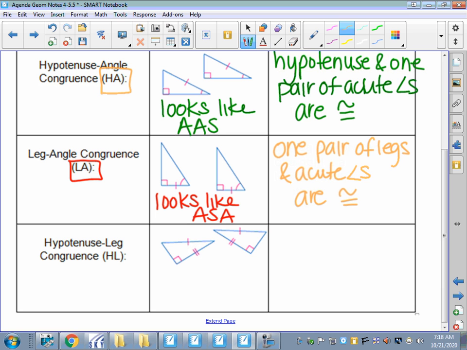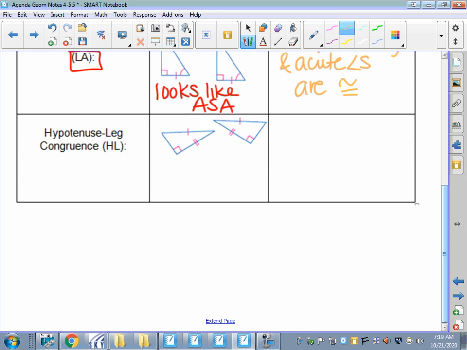Be careful, it matters where that one pair of legs is. Remember, it's got to be in between the right angle and the acute angle, unlike the HA right above it, where the leg is off to the side. So just watch. That one happens to be a hypotenuse. That might be an easier way to tell apart angle, angle, side, and angle, side, angle, because you know a leg and a hypotenuse. And last but not least, hypotenuse leg, HL.